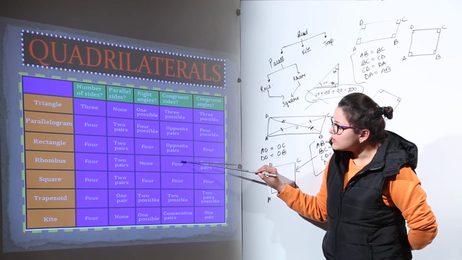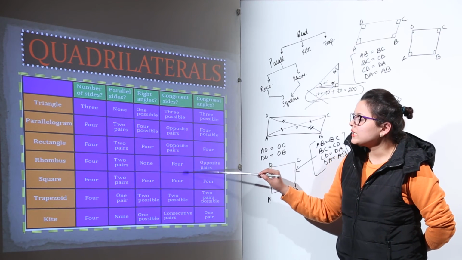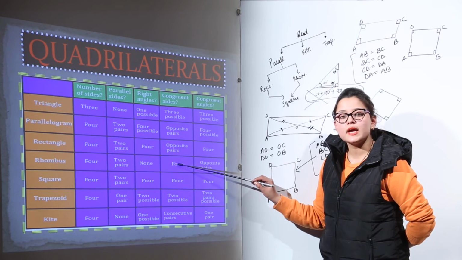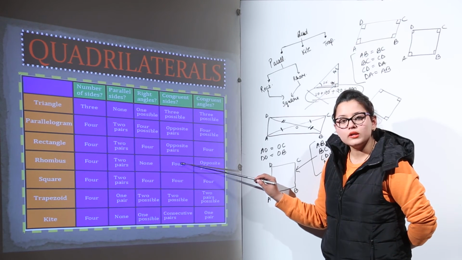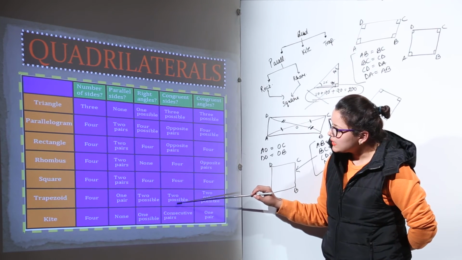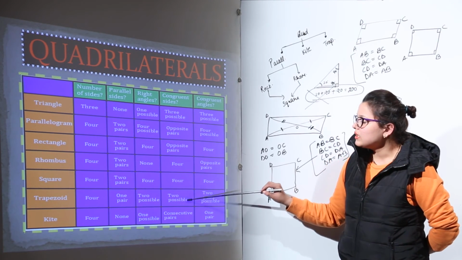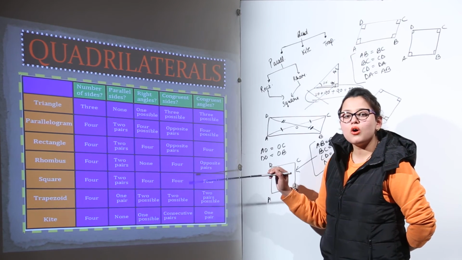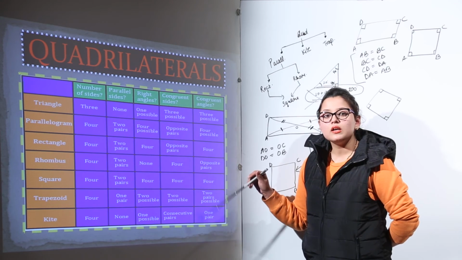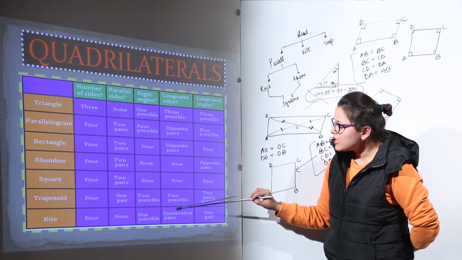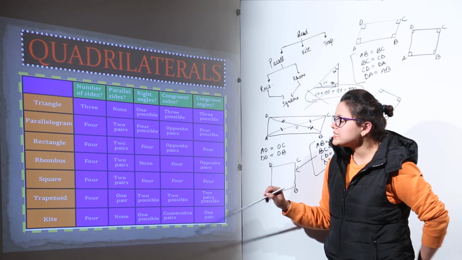Next we have the rhombus and square. We have already studied the comparison between rhombus and square, that is they have all the sides congruent to each other. All the four sides are congruent. Now we have a trapezoid and kite. In trapezoid, as we have done, only two possibilities are there. That means either of the four sides, any two of the four sides will be congruent to each other. And last we have the kite, that means consecutive pairs.